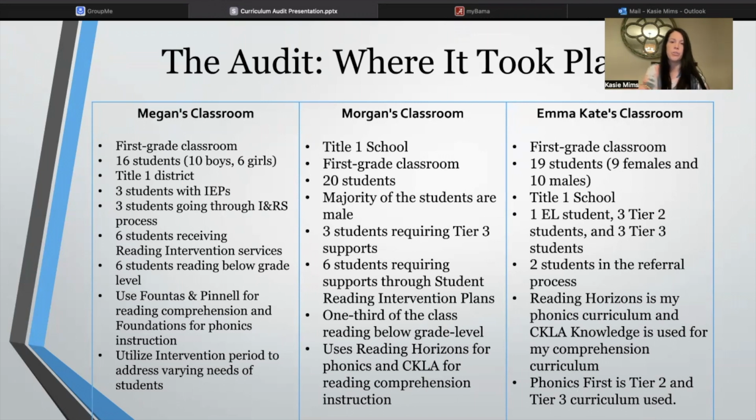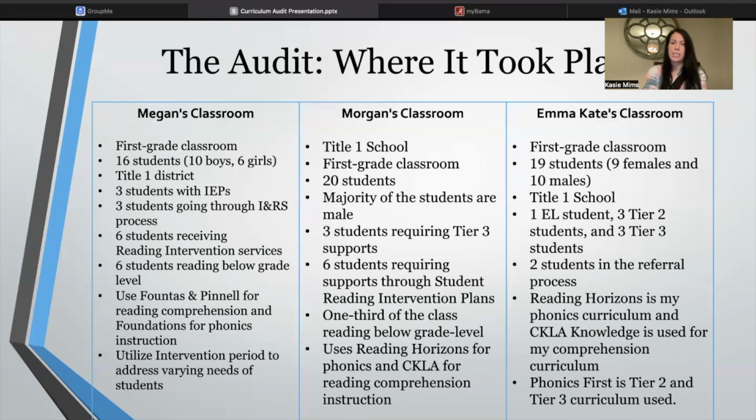In Morgan's classroom, she has 20 students and the majority of her students are male. 3 students receive Tier 3 support. 6 students require support through student reading intervention plans, and 1/3 of her class is reading below grade level. And she uses Reading Horizons for phonics and CKLA for reading comprehension instruction.